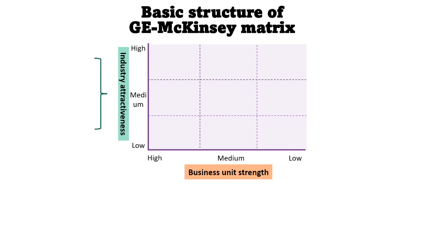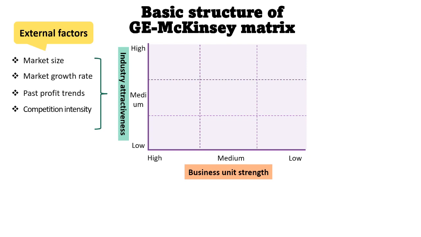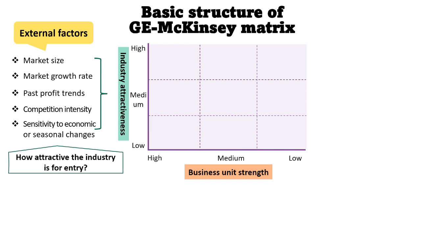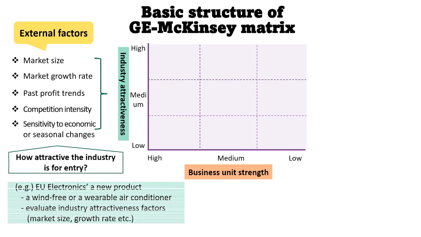Firstly, industry attractiveness on the vertical axis evaluates external factors of a company, such as market size, market growth rate, past profit trends, competition intensity, and market sensitivity to economic or seasonal changes, to analyze how attractive the industry is for entry. For example, when EU Electronics is developing a new product, it needs to decide whether to develop a wind-free air conditioner or a wearable air conditioner. At this time, evaluating industry attractiveness factors, like market size and growth, will help in determining the product to develop.